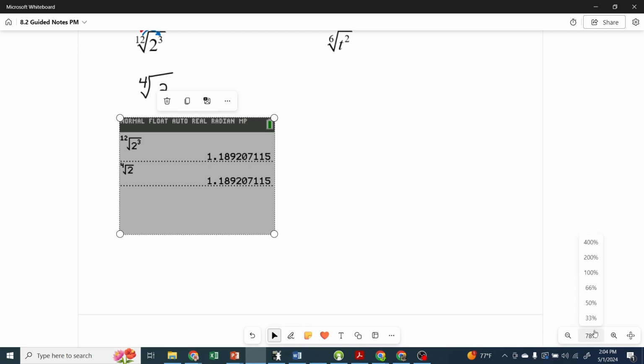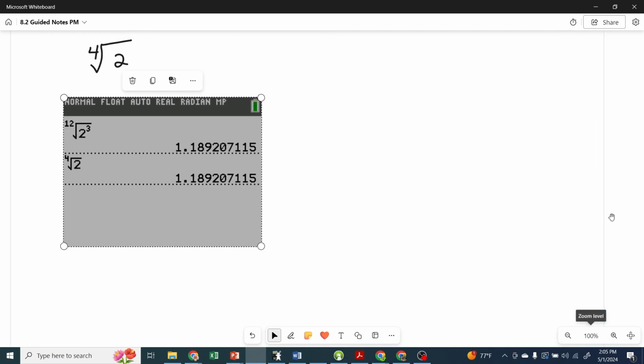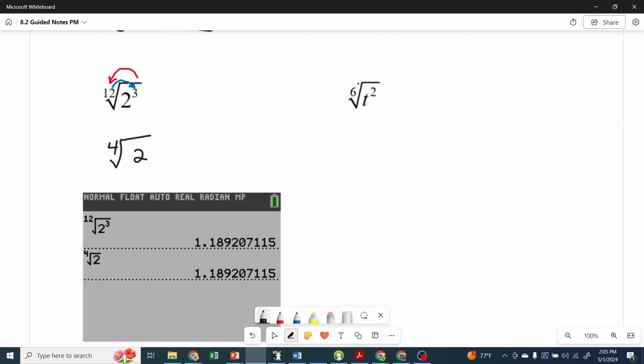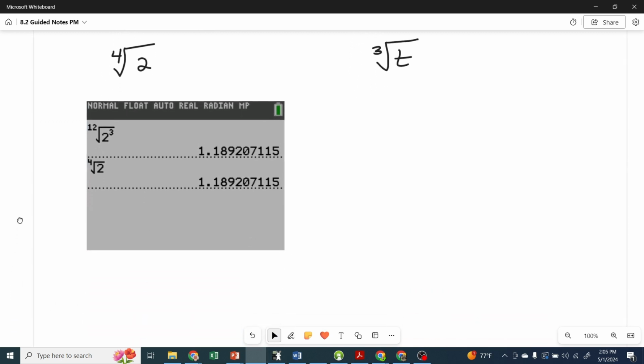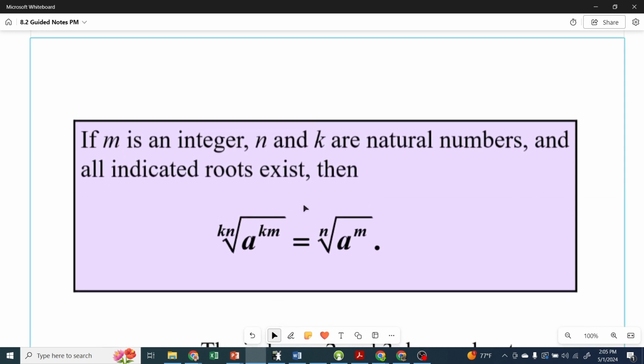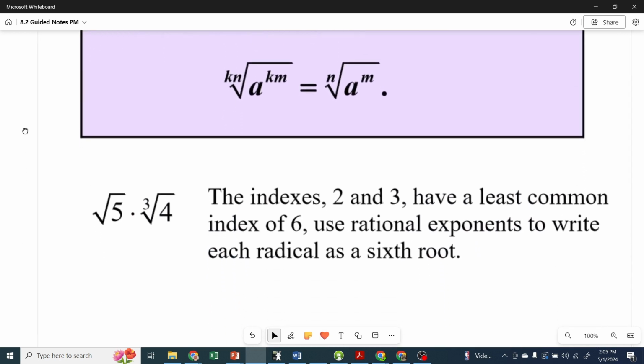So keeping that in mind for future problems that we are going to be working on. The sixth root of t squared is equivalent to the cube root of t, because 2 goes into 6 3 times. If m is an integer, n and k are natural numbers, and all indicated roots exist, then the kn root of a to the km is equal to the nth root of a to the m, which is pretty much what we just did.